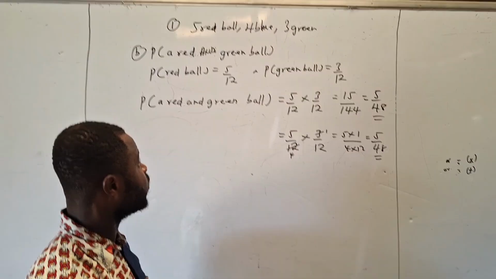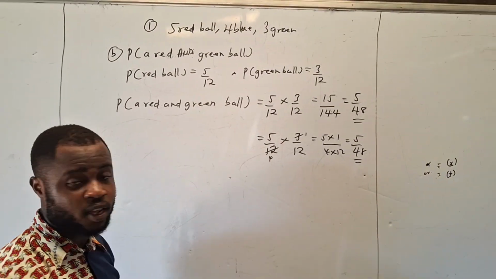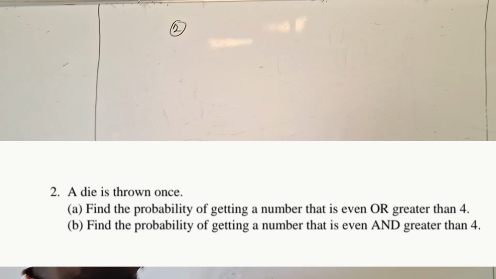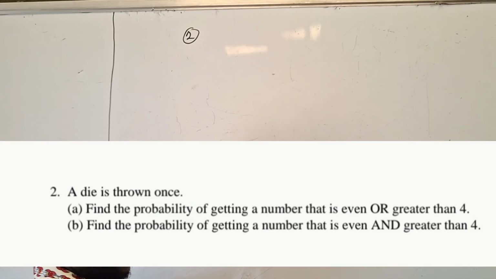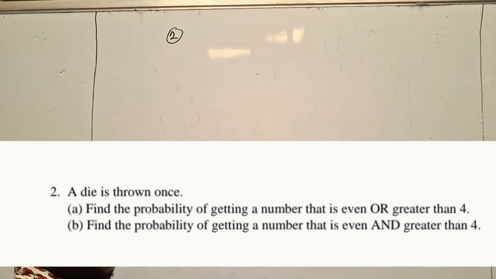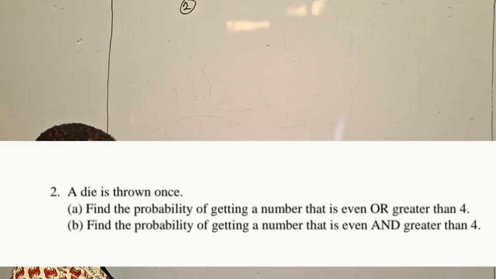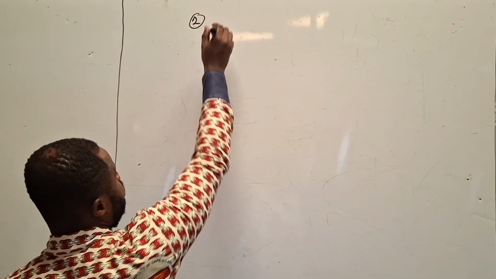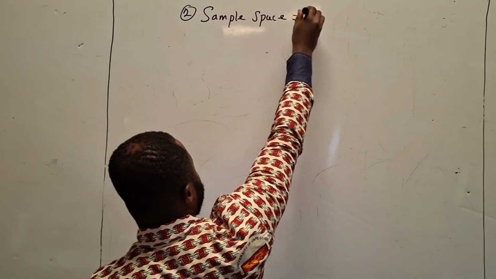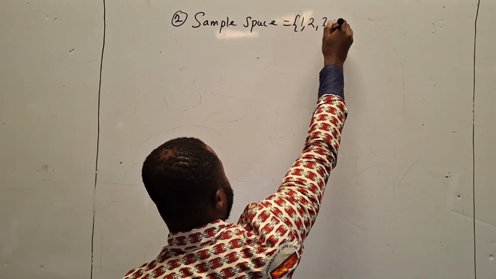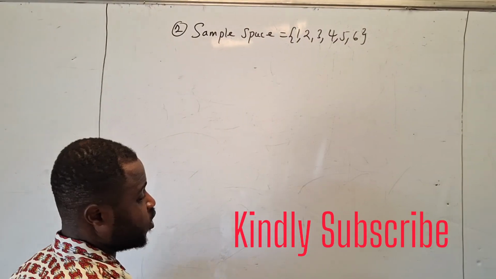Question 1b, sorry, on the or and the and question. Let's take another question on this. So the question 2 says a die is thrown once. Find the probability of getting a number that is even or greater than 4. Even or a number greater than 4. A die, our sample space: 1, 2, 3, 4, 5, 6. So we have to list our sample space, which is very, very important.